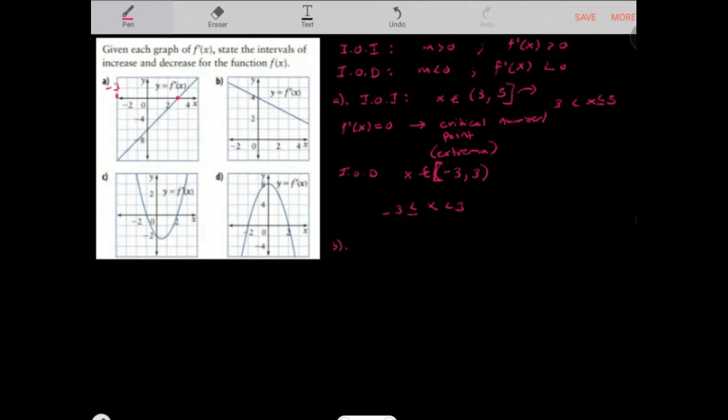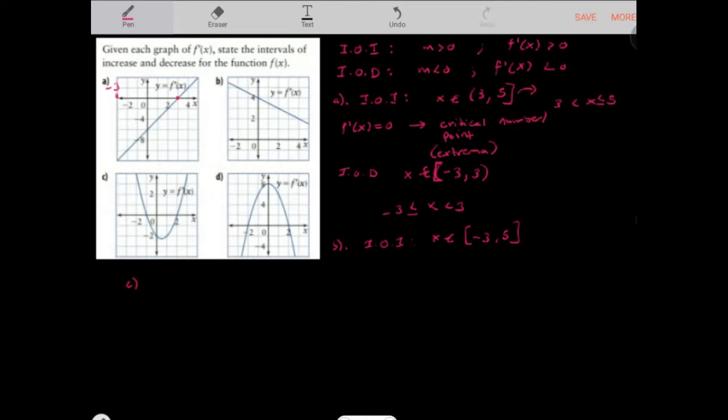So let's take a look at part B. Let's cycle through this a lot quicker. Wherever you see it above the x-axis, you can see that it's an interval of increase. In this case, the slope is positive, still an interval of increase, even if the slope has a negative slope. So it's basically between -3, you want to say x belongs to -3 all the way to 5, and this is all inclusive.